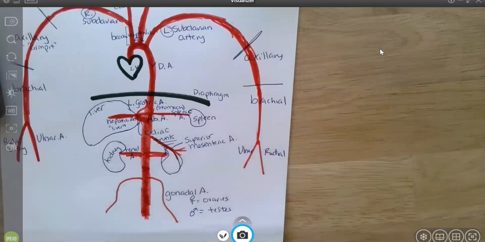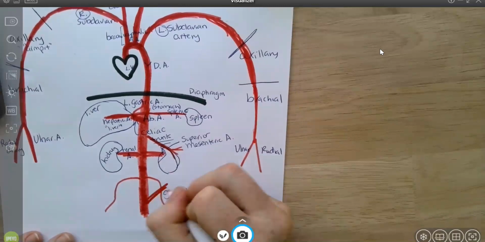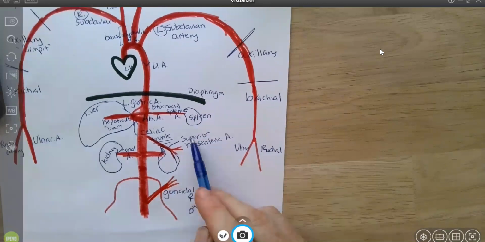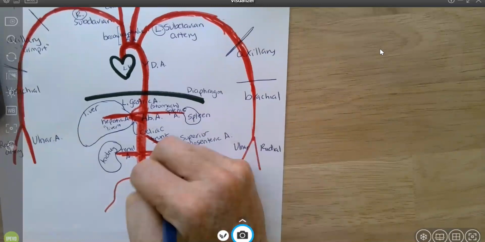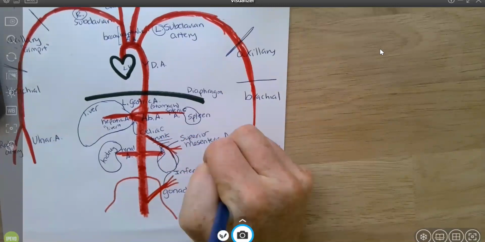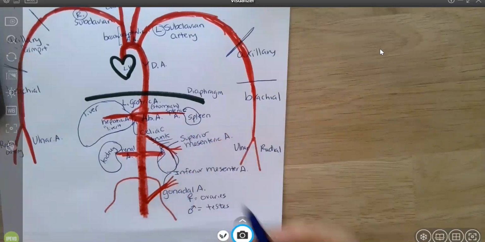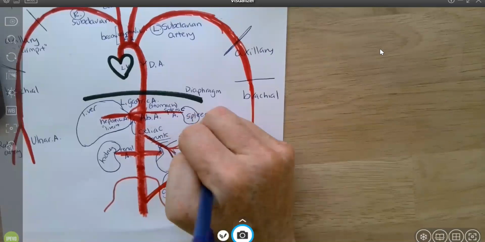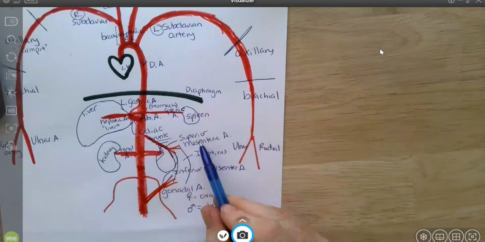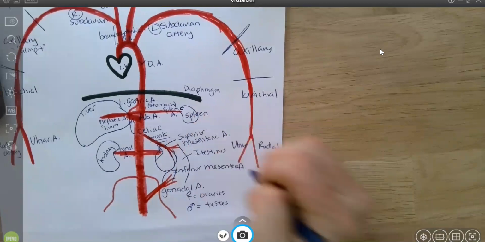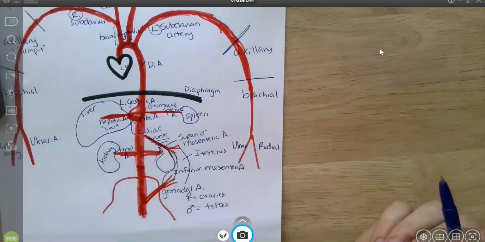Okay, next branch is the inferior mesenteric. If you have a superior, you probably have an inferior too, and you do. Here is the inferior mesenteric artery. And the inferior mesenteric artery, again, they're going to go to the intestines. The superior mesenteric artery goes to the small intestines, and then the inferior mesenteric, oh, I didn't spell it right, mesenteric, I see. The inferior mesenteric artery will go to the large intestine.